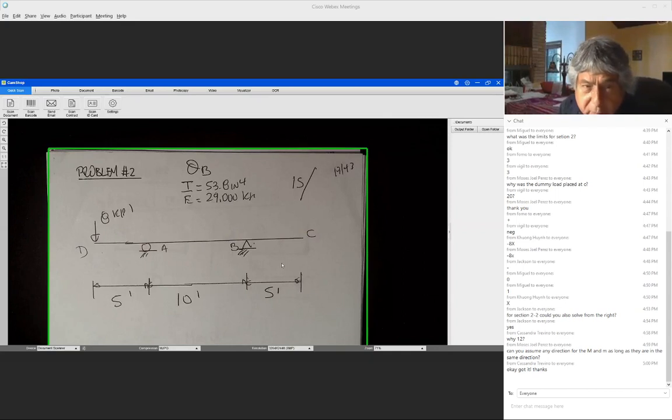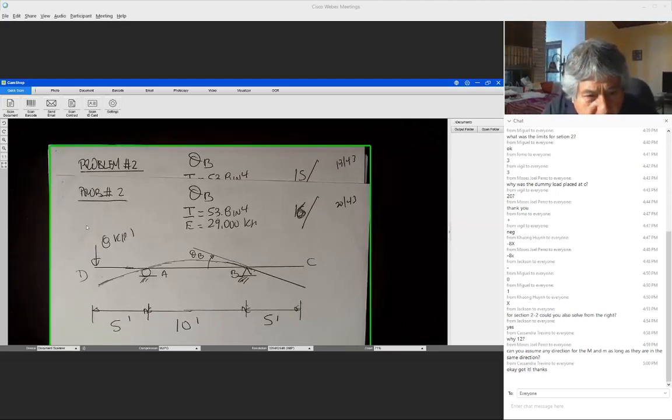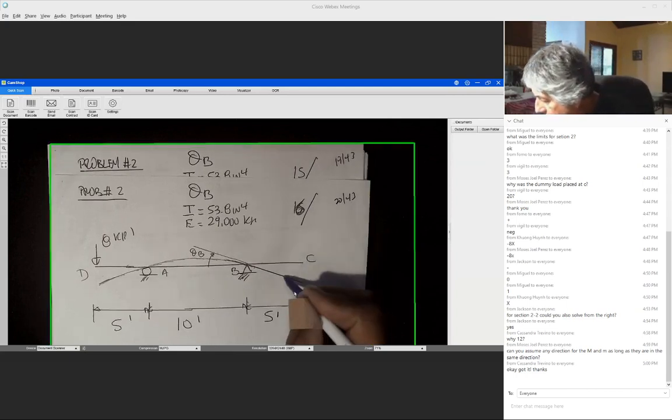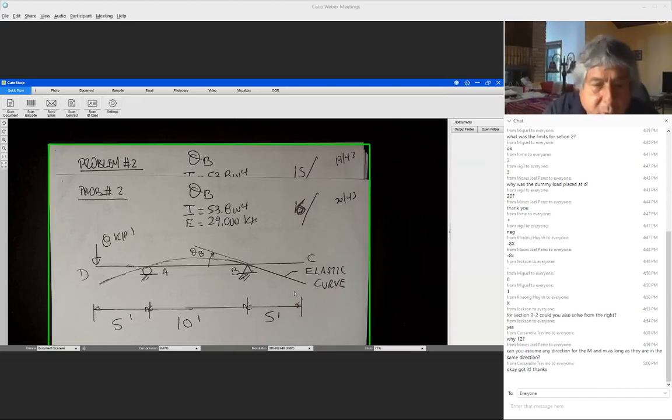In order to find rotation, we're going to put a unit moment. Whenever we compute deflection, we put a unit load. Just to give you an idea, when you push in here, this is the elastic curve. This is what I was mentioning before. Elastic curve shows the deformed shape of the structure. This is pushing down, that goes up, and this is straight. There's no load, there's a straight line.